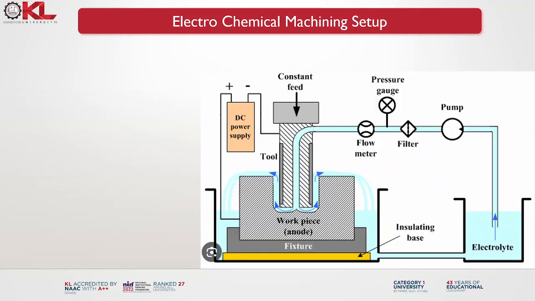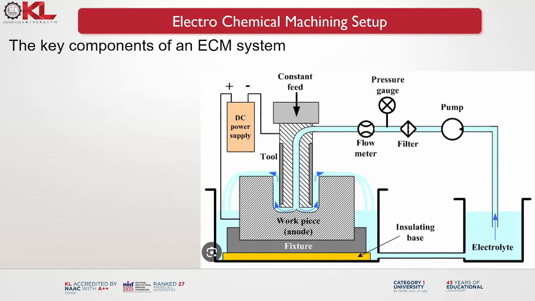Now let us see the setup of electrochemical machining. So that is the electrolyte, and there are pipes and a pump which pumps the electrolyte via filters, pressure gauges and flow meters, keeping the workpiece under the fixture in an enclosed chamber, and the tool and workpiece are connected to the DC power supply.